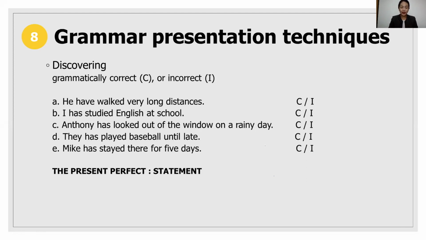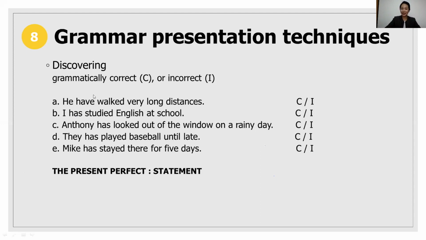We will explain that the detective game is this kind of activity. Very good. It is an implicit way of teaching grammar. Okay, now look at this in here. He have walked very long distances. Is this correct or incorrect?